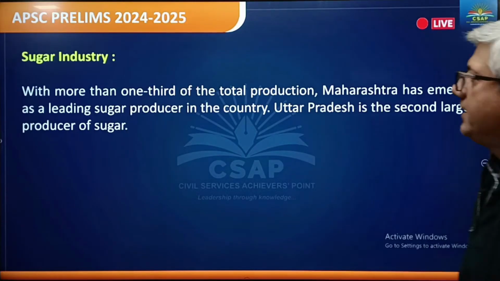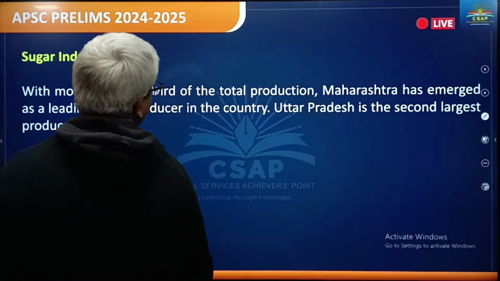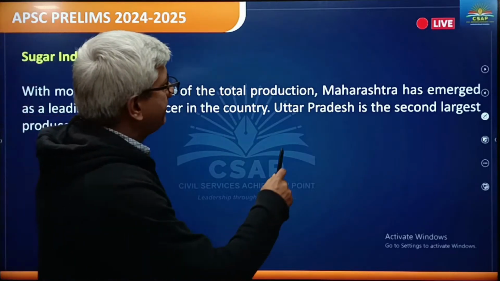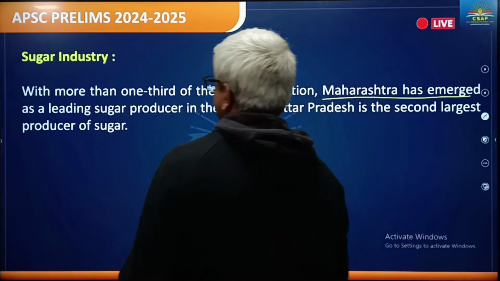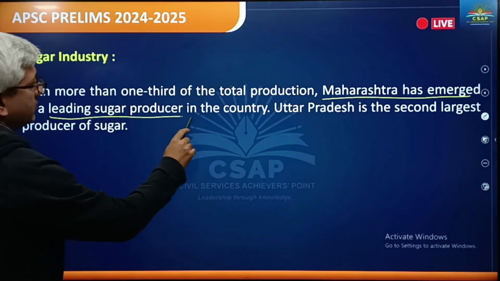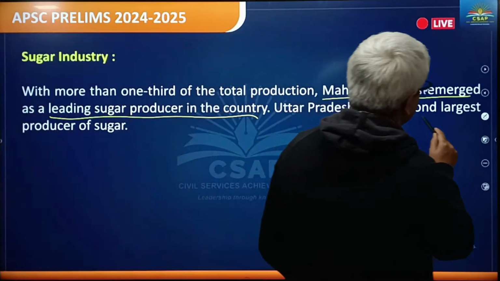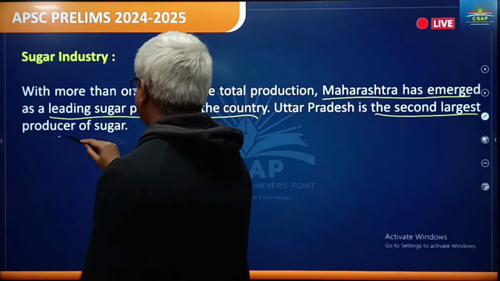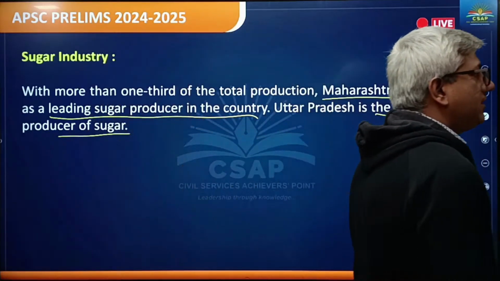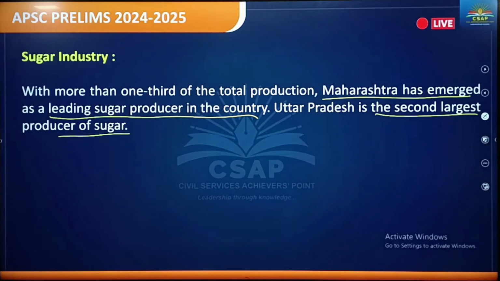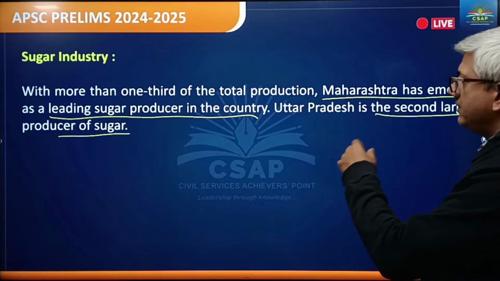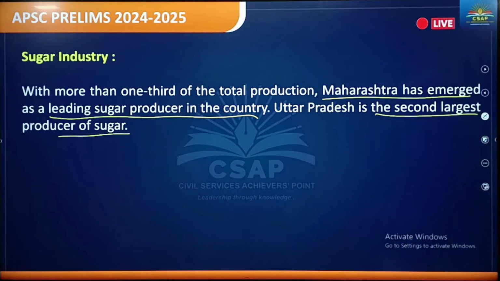Then we come to the sugar industry. With more than one third of the total production, Maharashtra has emerged as the leading sugar producer in the country. Uttar Pradesh is the second largest producer of sugar. So the agro-based industry we have is mainly the sugar industry.